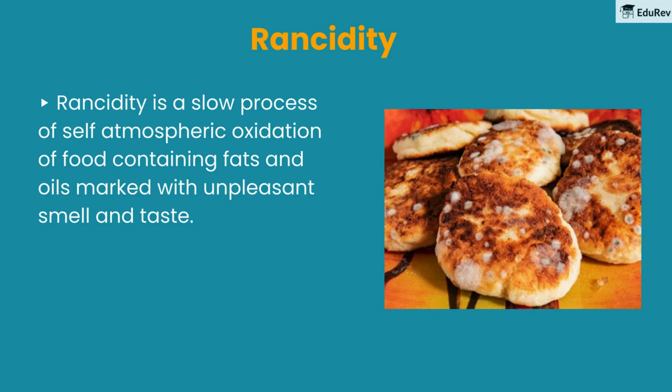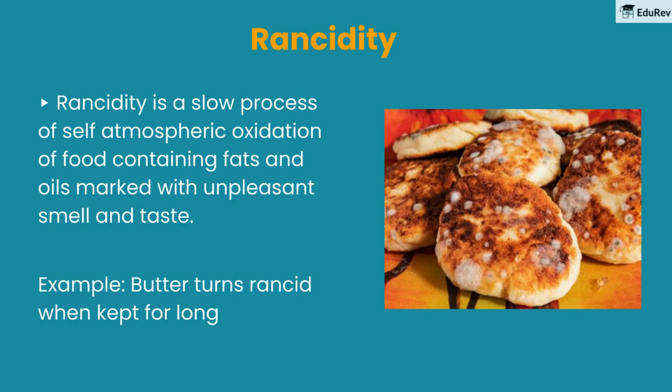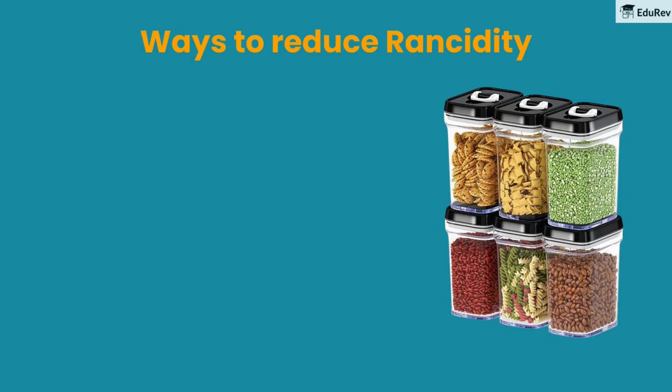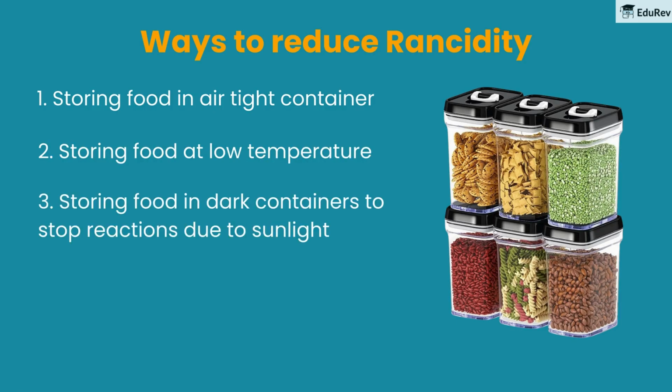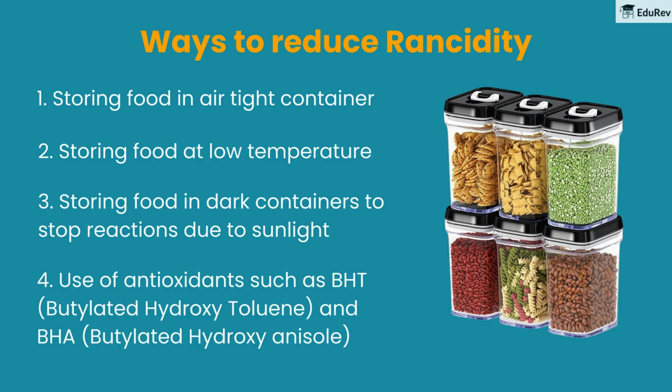Rancidity. Rancidity is a slow process of self-atmospheric oxidation of food containing fats and oils, marked with unpleasant smell and taste. Example: butter turns rancid when kept for long. Ways to reduce rancidity: storing food in airtight container, storing food at low temperature, storing food in dark containers to stop reactions due to sunlight. Use of antioxidants such as BHT, butylated hydroxytoluene, and BHA, butylated hydroxyanisole.